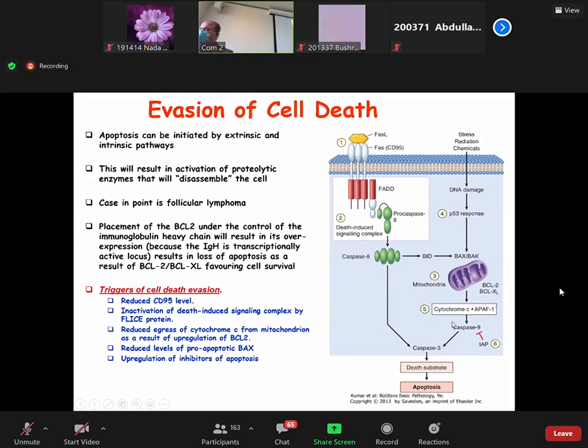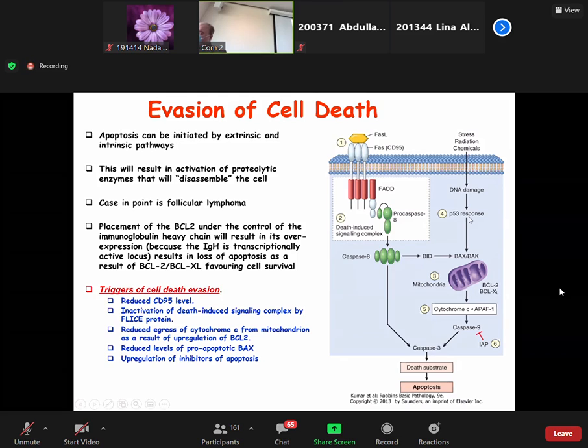There is also the likelihood that there is upregulation of the inhibitors of apoptosis. These are molecules that are present in the cytoplasm, and they are there in normal conditions, in direct balance with the normal apoptotic process. If you upregulate the IAPs, they are going to find their way to caspase 9, interrupting the intrinsic flow of the apoptotic process.